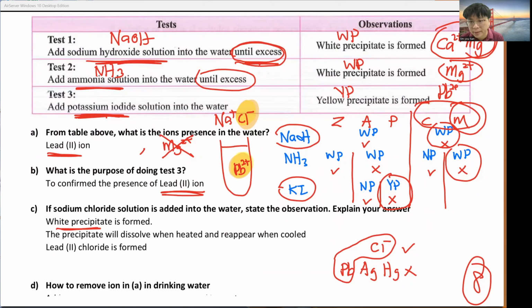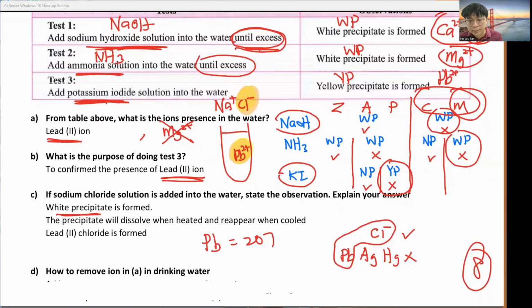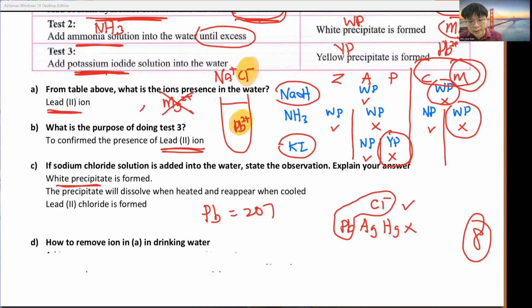Lead is a heavy metal because the mass of Pb is 207. So heavy metal in water, if you drink, it might damage your brain. Then they ask you how do you remove it. So very obvious, they will give you the clue. You put sodium chloride, a white precipitate comes out. Then as long as you filter out the water, all the Pb has become solid. So how do you remove it? Just add sodium chloride, then the white precipitate formed is filtered out.